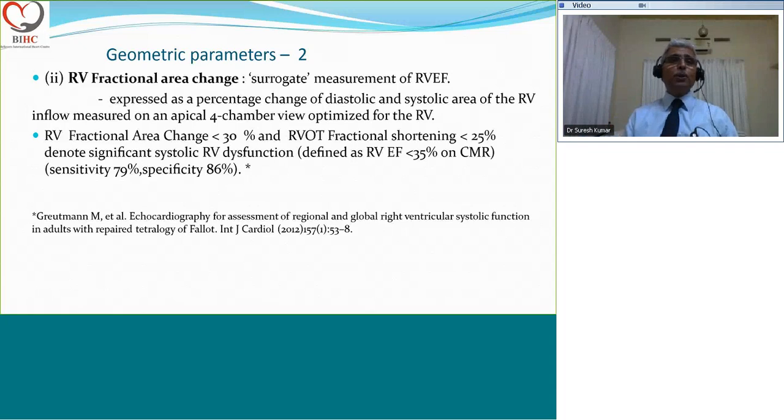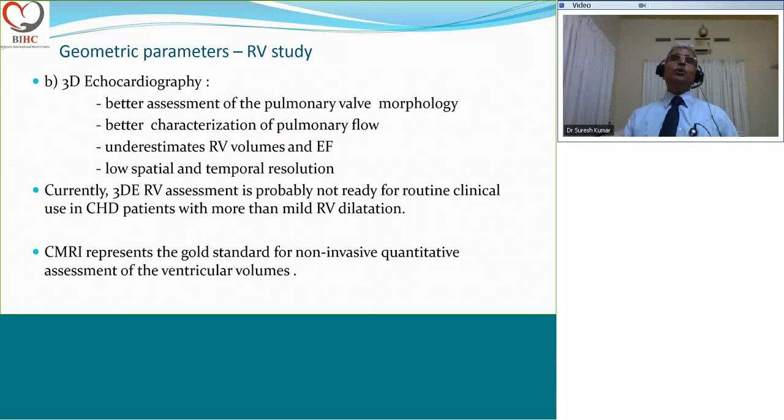Geometric parameters that you can look at would be on 3D echo also. You can look at the pulmonary valve morphology and see the pulmonary flow. But even though people are estimating RV volumes and ejection fraction on 3D, the currently available equations and the programs for calculating them underestimate the volume and the ejection fraction relative to the MRI derived volumes. Remember, cardiac MR is the gold standard for assessing RV function.